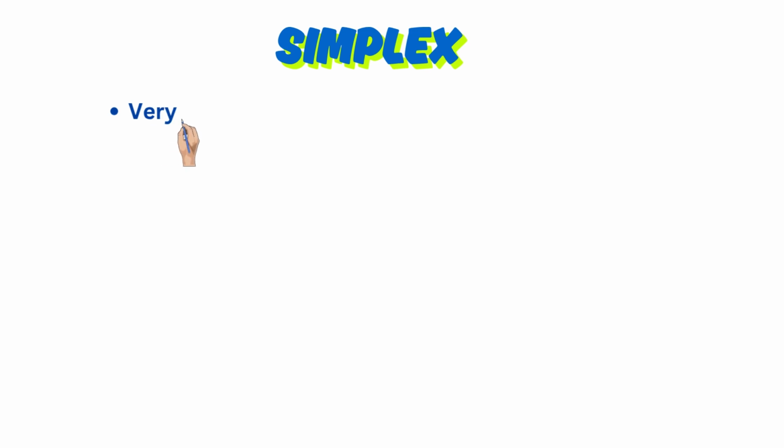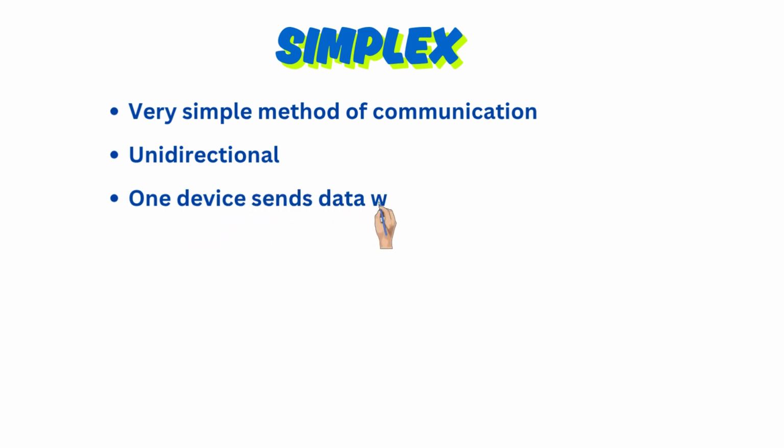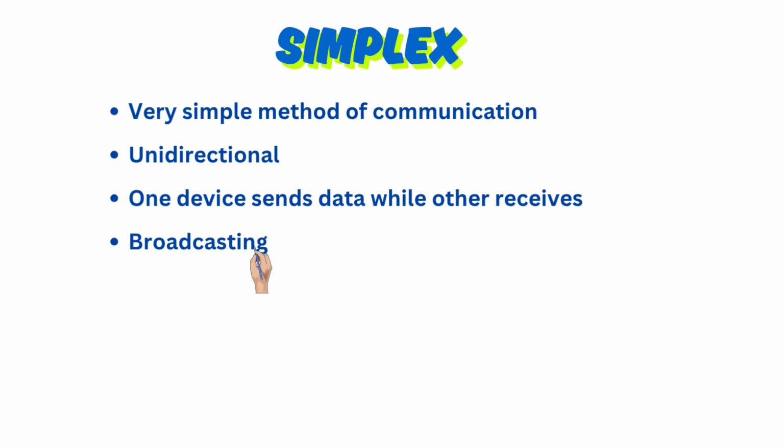It is very important to understand what simplex is. Simplex mode is the simplest method of communication among all the modes of communication. Secondly, it is unidirectional. It means that the data is traveling from sender to receiver only. There is no communication the other way around. Similarly, whenever one device sends data, the other device on the other end receives the data.